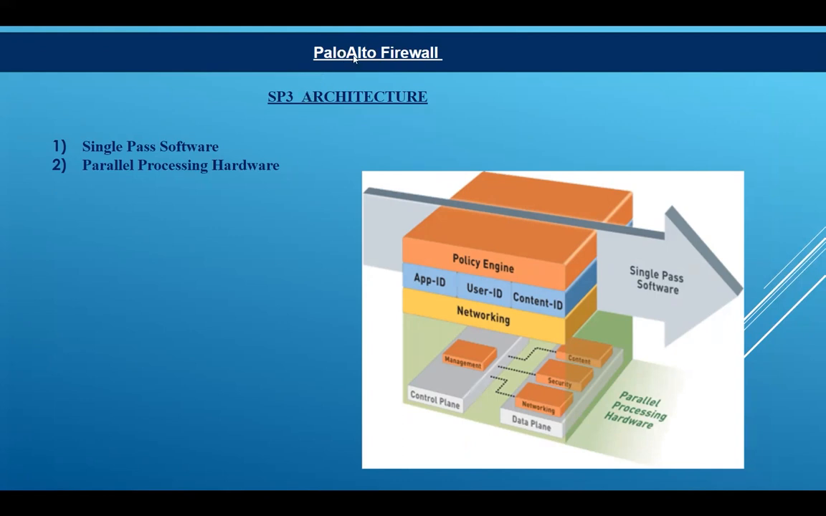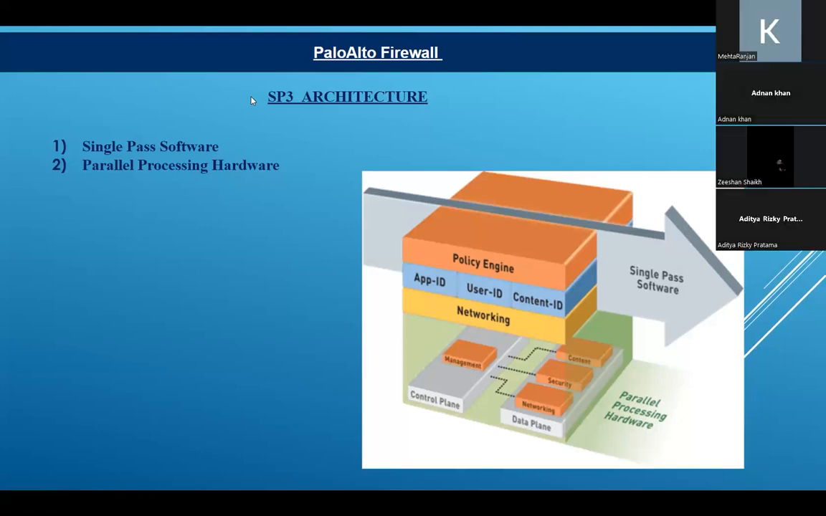If you are talking about Palo Alto, it is known as the SP3 architecture. SP3 is known as single pass parallel process. Here we have one control plane and one data plane, so we have two parts in this firewall. So guys, this Palo Alto is known as the SP3 architecture, single pass parallel process.